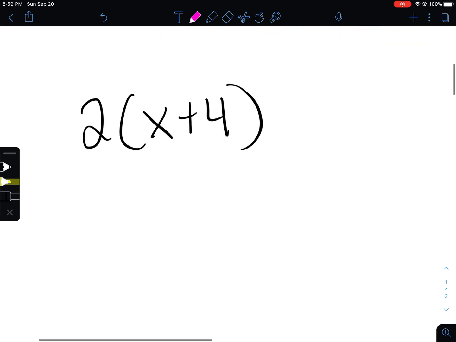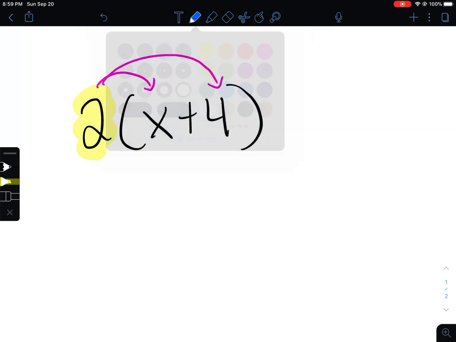On this first one, you can think of it when that 2 is on the outside. We're thinking that that's 2 groups of x plus 4. So we have 2 groups of x plus 4. So the way we're going to deal with that is we're going to take the outside number. We're just going to multiply it through the parentheses.